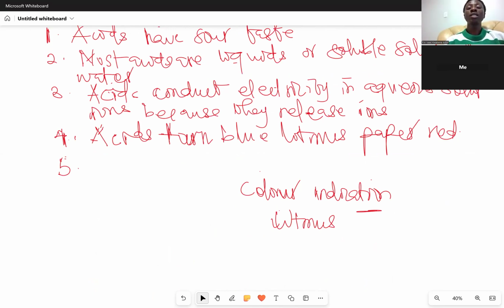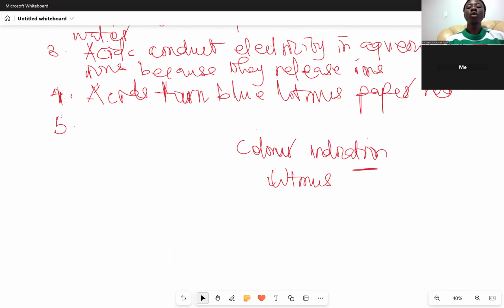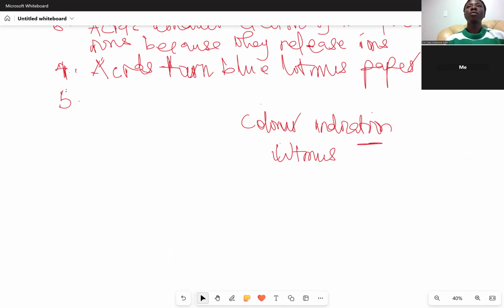Then we'll start with bases, and our bases will go through the same style. We'll talk about their definitions and everything we did on the acids. Then we come to salts. So that will be it.